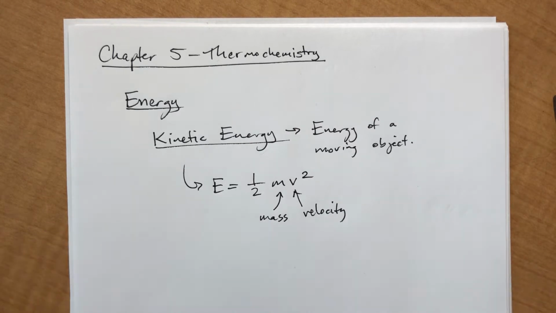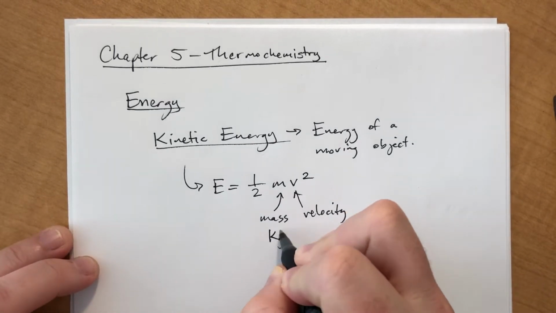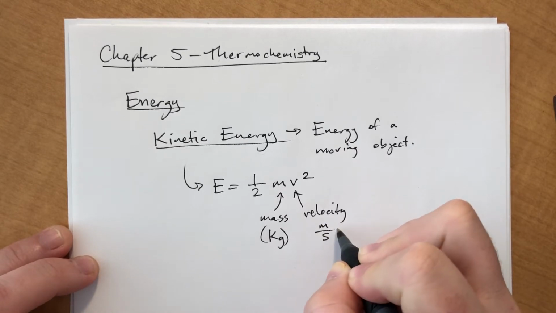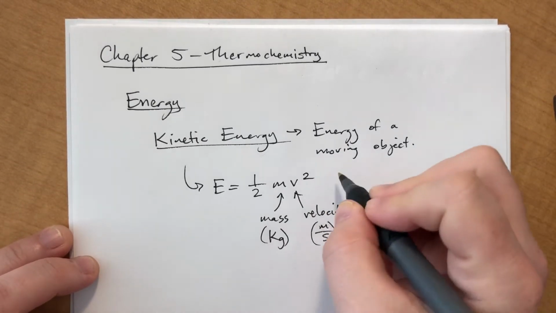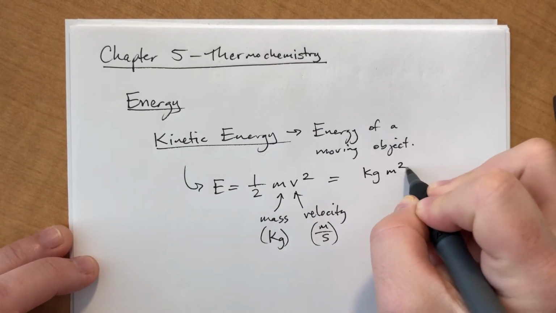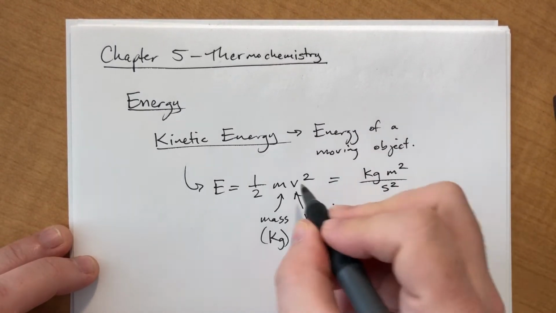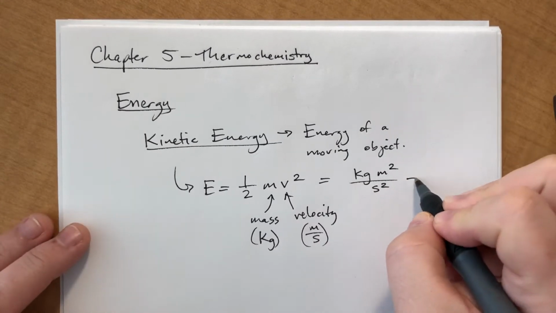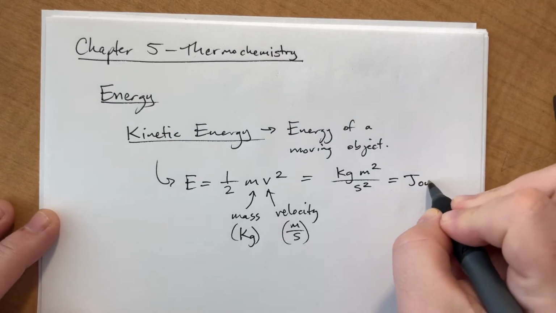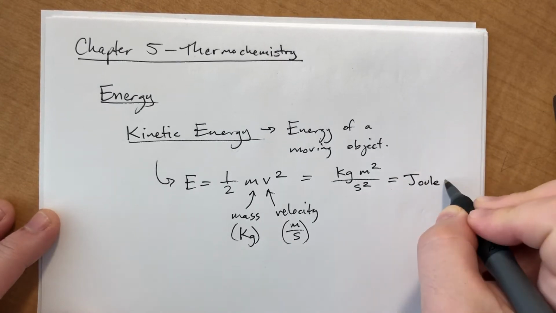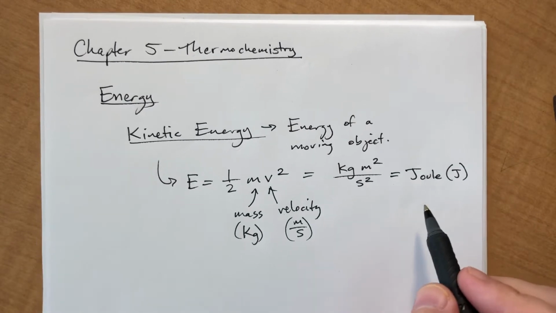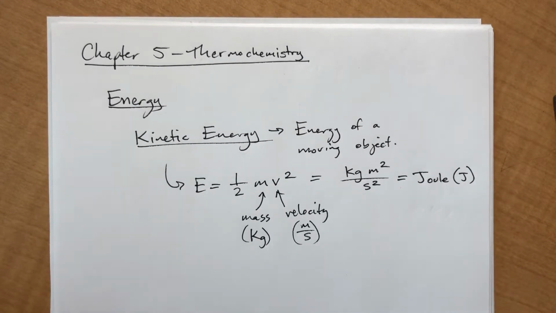SI units, the physics units here: mass is kilograms and velocity is meters per second. So the overall units here would be kilogram meters squared per second squared, because velocity is squared. This is the unit of a joule, generally abbreviated as just a capital J. This is the unit of energy that we are going to use for pretty much everything.